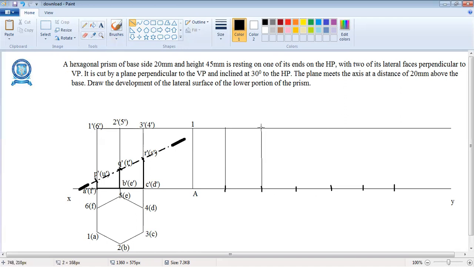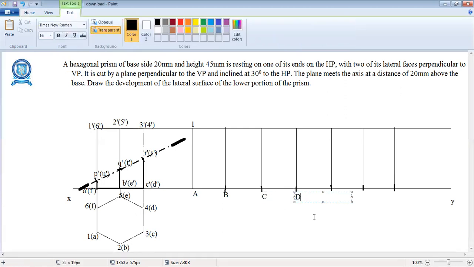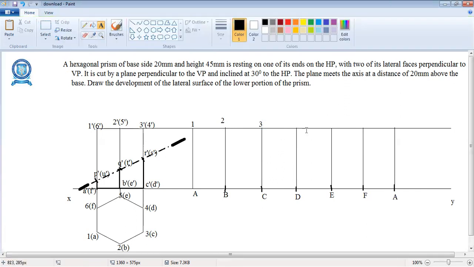Join all the points B, C, D, E, F. Start with the point A and end with the point A. In the same way in the top, start with 1 and end with 1.